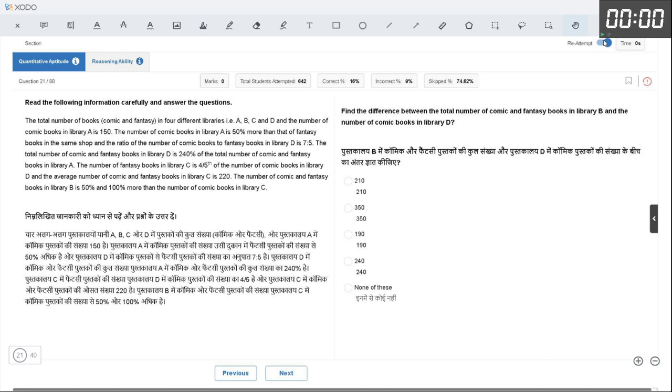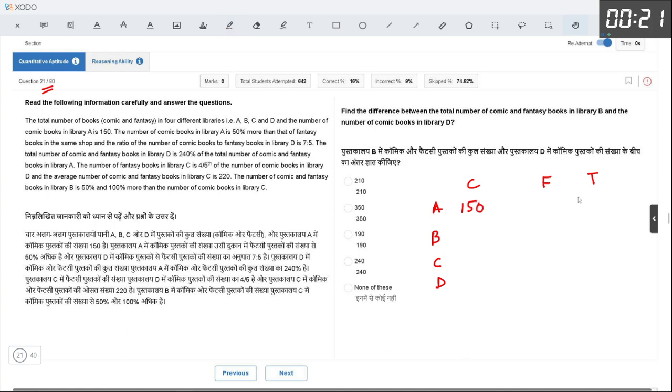So this is caselet DI. Caselet DI you can solve at last, but now I am solving in order only. So let's start. There are 4 libraries, A, B, C, and there are comics books and fantasy books and total books, right? What is the link? The number of comics books in library A is 150.